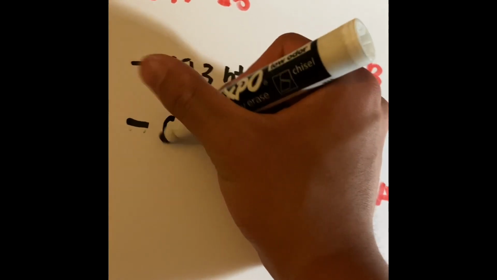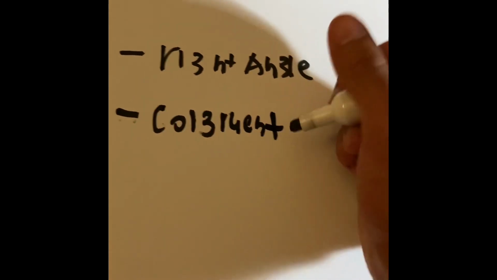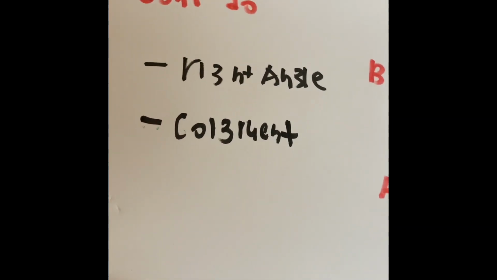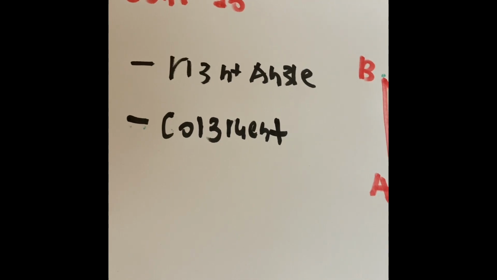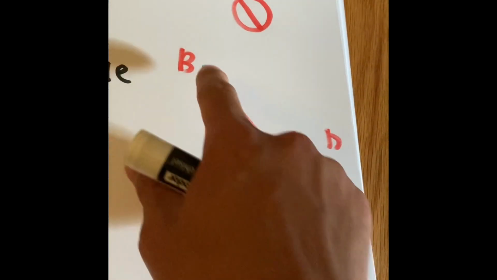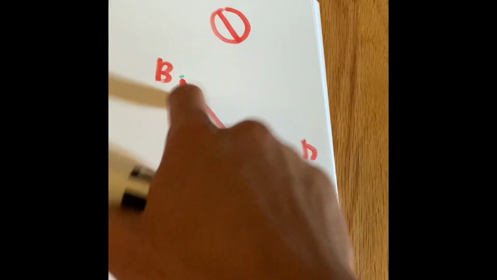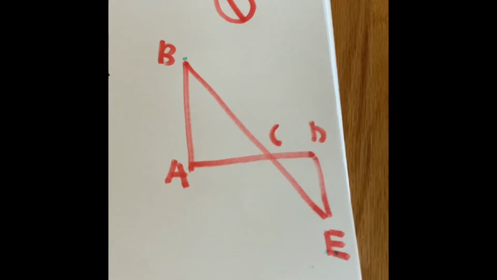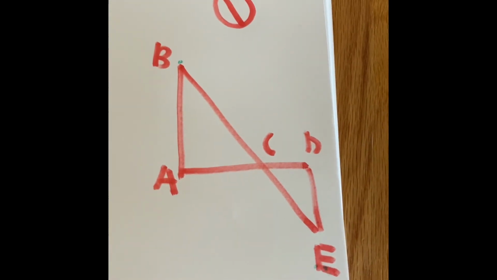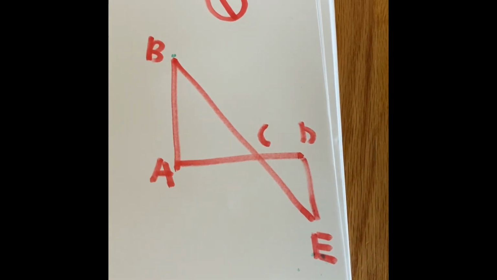The other thing we can't do is assume that it's congruent. That means two angles, two lines, or two shapes that are the same. We can't say that BC is congruent to EB, because there's no proof of it, and the problem's not giving us any information about it.